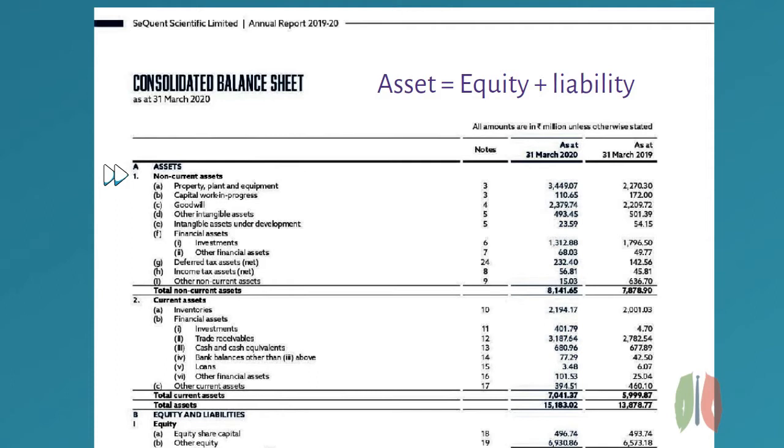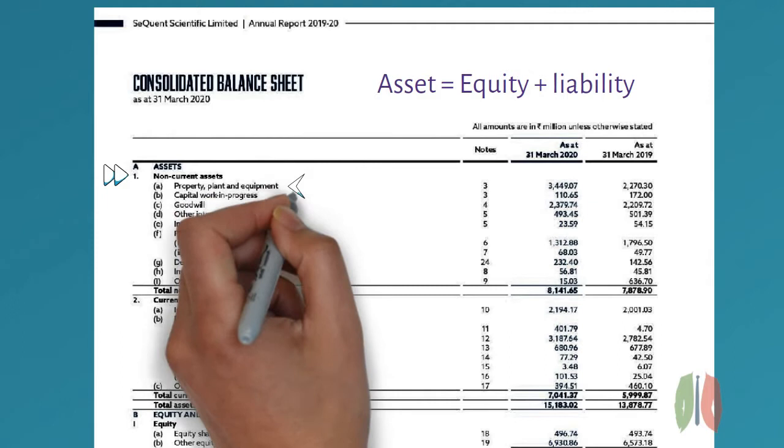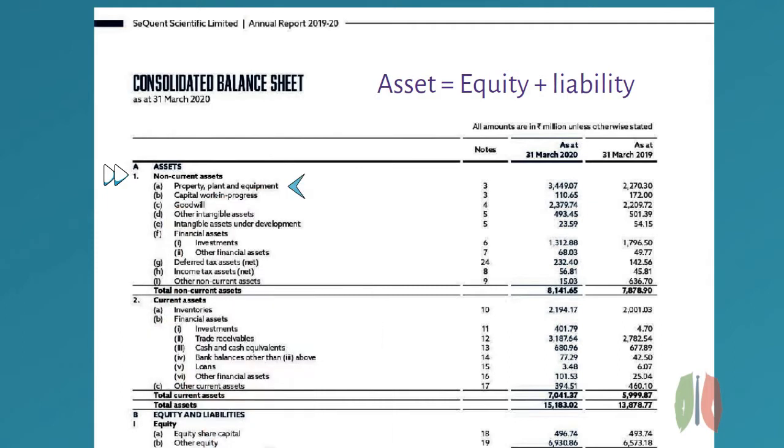So the first one, property, plant and equipment. These three things come under assets because all of these are assets of a company, because they are fixed and their value will increase or decrease, but they will remain with the company forever. So that's why they are in the non-current part. Capital work in progress: after the work is completed, it will come under property, plant and equipment. As it is in progress, it is in this category.